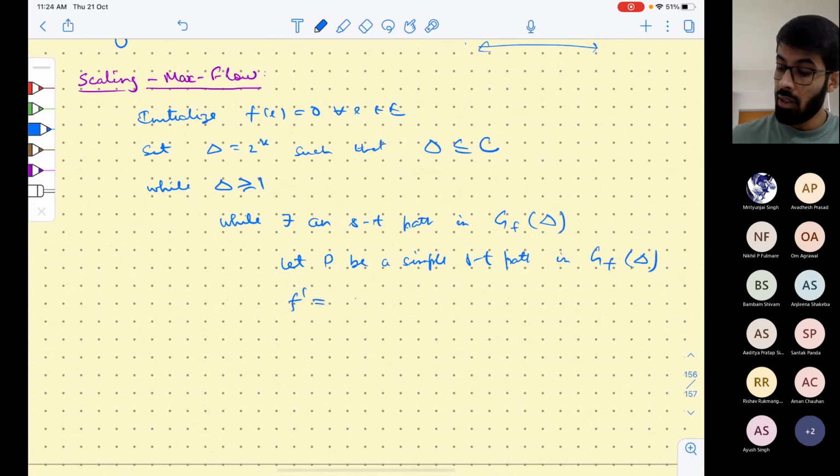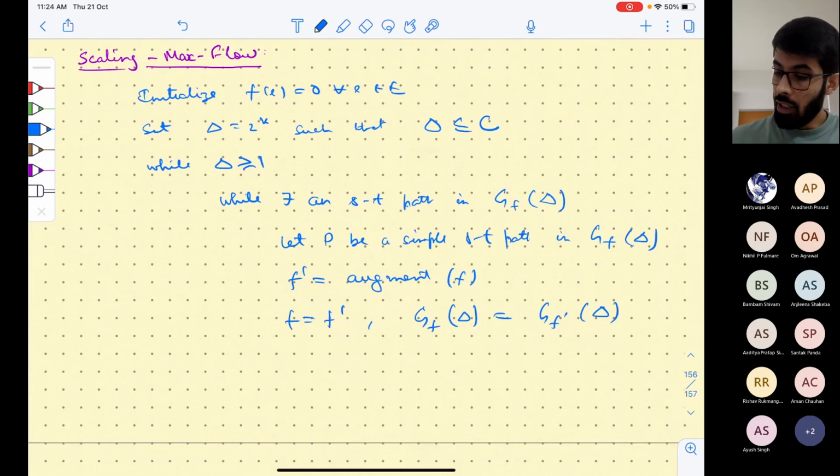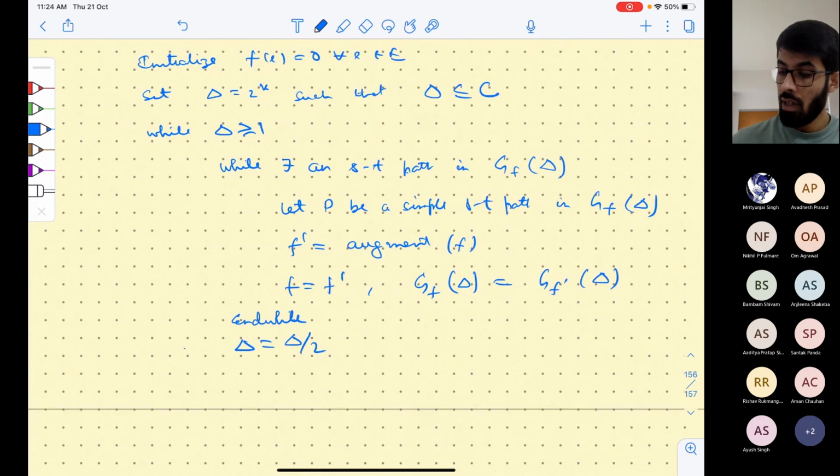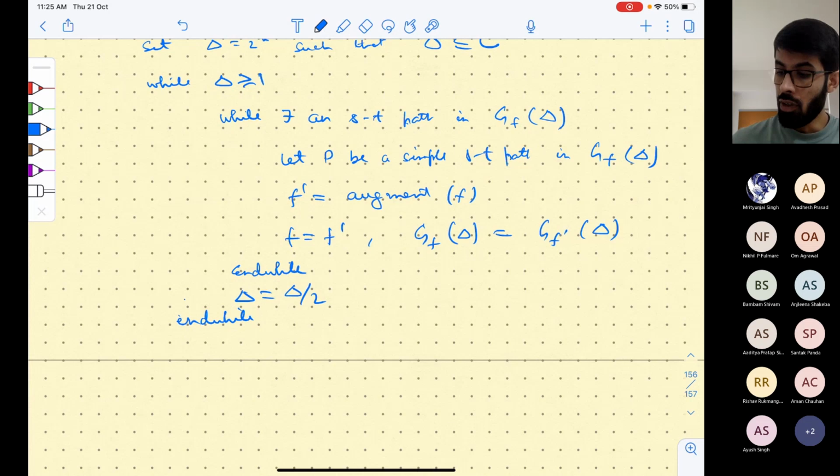Then we augment this path. We put f equal to f prime. We put G_f equal to G_f prime, sorry, G_f(delta), equal to whatever G_f prime(delta) is for the current delta. And then you end this while. Then you put delta equal to delta over 2. And when delta becomes 0, you end this while, and then you return f.